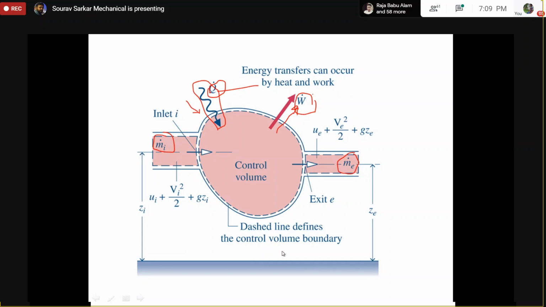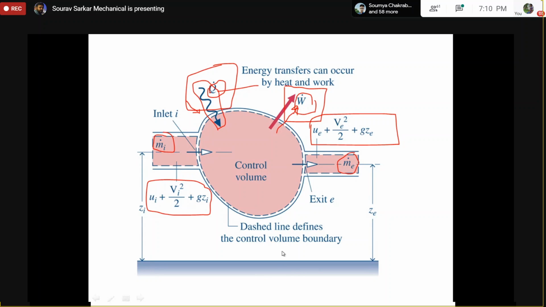But you have to understand, whenever I am talking about a flowing system, these are not the only forms of energy. Heat and work are the two forms of energy that exist at the boundary, but there is also another form of energy that is transported with the mass. The mass entering the system carries some energy, and the mass leaving the system also carries some energy. What is this energy? First, it will have an internal energy U, some V1 square by 2, which is kinetic energy, and some potential energy. These are the forms of energy.